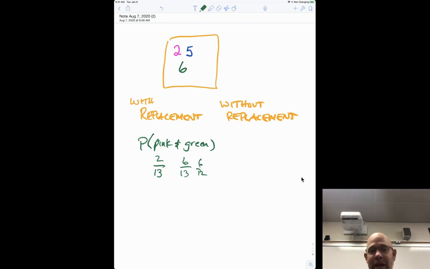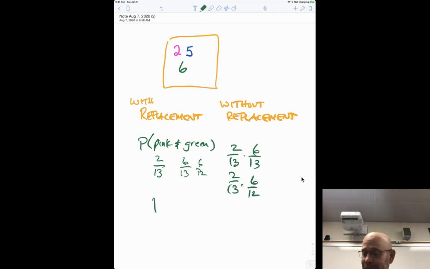However, in our problems, you don't have to worry about this. In our problems, they're going to tell us whether to replace, which changes the multiplication. So you could either do 2 out of 13 times 6 out of 13, or 2 out of 13 times 6 out of 12, depending on which one they said.